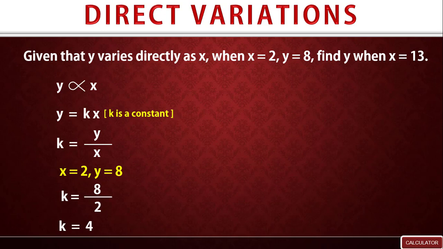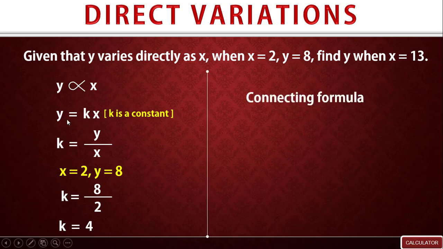When k equals 4, the next thing to do now is to fix in the value of this k into this formula. In order for us to get the connecting formula, we are making use of y equals kx. We've gotten the value for k, so we fix in that k into this formula y equals kx, and then we now have y equals 4x. So this y equals 4x is the connecting formula or the connecting relationship. Through this formula, we'll be able to find the value of y when x equals 13.